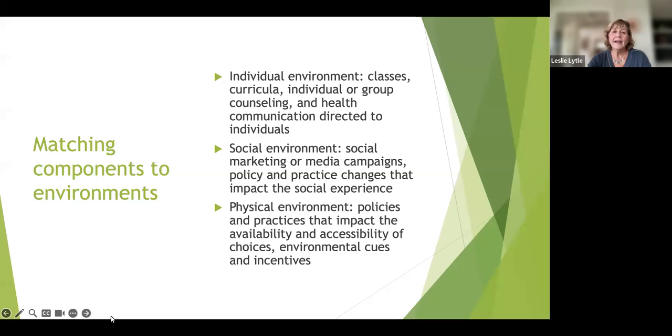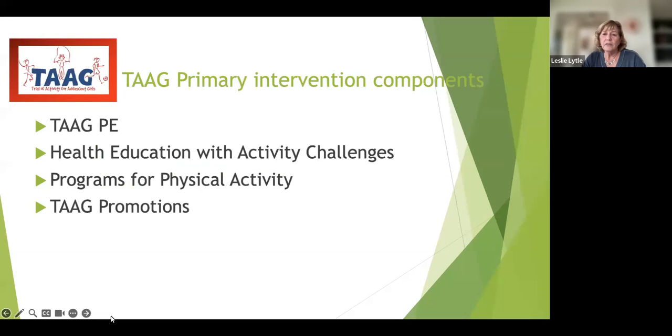So with TAG, we ended up with 4 primary intervention components. TAG PE changed the way that PE teachers delivered physical education to kids. We created a health education with activity challenges, health education curriculum. Our programs for physical activity was the component where we linked the school and communities to try to increase non-sports related activity options for girls. And our TAG promotions was our component that was our social marketing component.